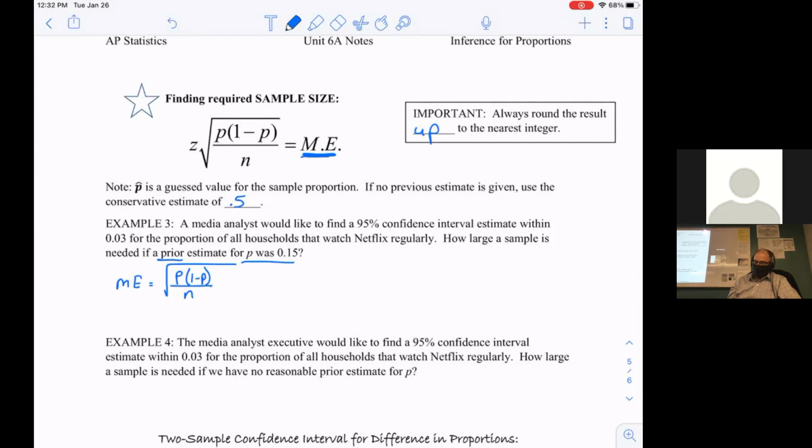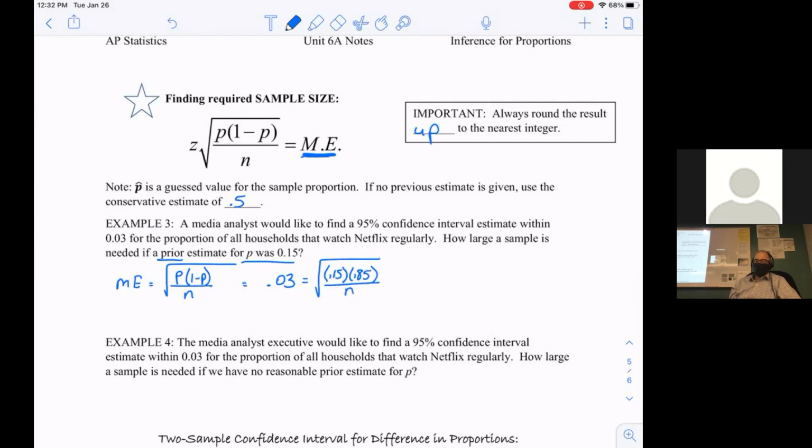Okay, do we know what our margin of error is? Yes, it wants the margin of error to be 0.03. Again, that previous estimate was 0.15, so that means that 85% of people don't watch Netflix. I'm guessing that proportion has changed dramatically in the last year. My sample size, well, that is actually what I'm trying to find, so that's going to be unknown.